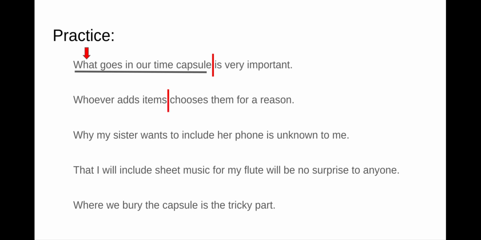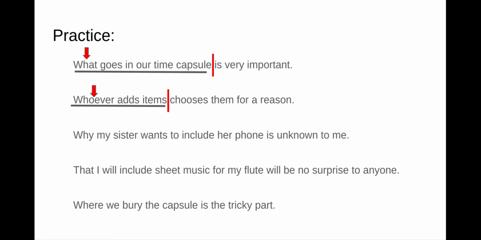Let's do the next one. Whoever adds items chooses them for a reason. This one was a little bit harder, so I already divided it up for you. Whoever adds items, what do? They choose them for a reason. The main verb is chooses. So we find that introductory word, and we go to the main verb, so whoever adds items.